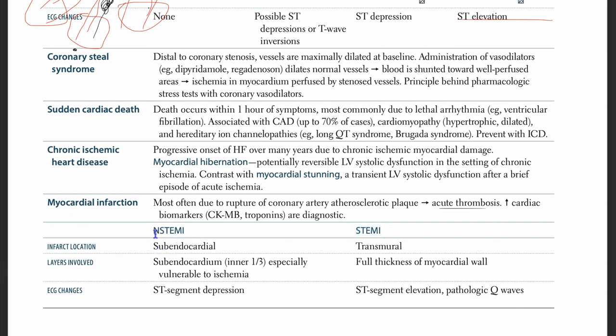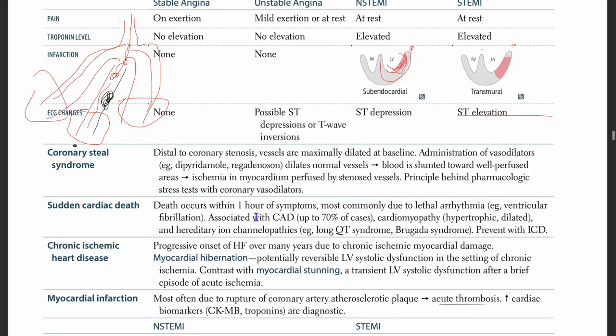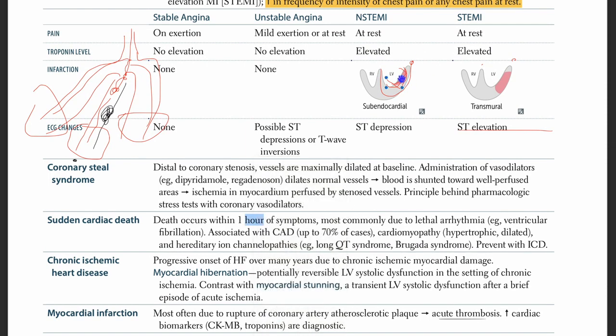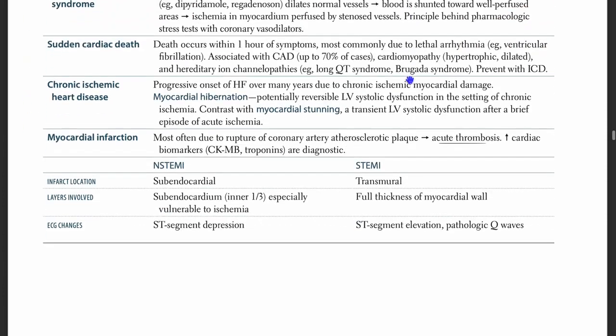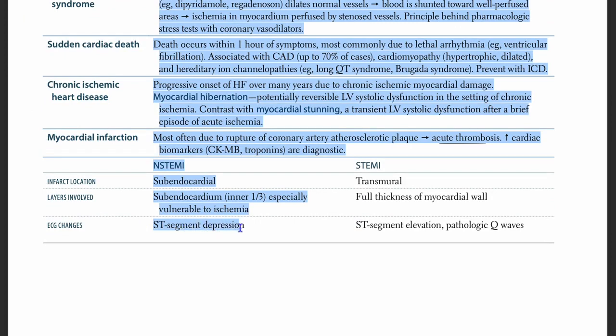Okay. Infarct location. If you have lower ST, that means it's not all the way, right? So it's going to be a subendocardial location. The layer involved is the subendocardium, the inner 1/3, which is especially vulnerable to ischemia. So this is where it happens. When I said it can go up to there, that wasn't true. It's only going to happen in the subendocardial layer. ECG changes: ST segment depression.